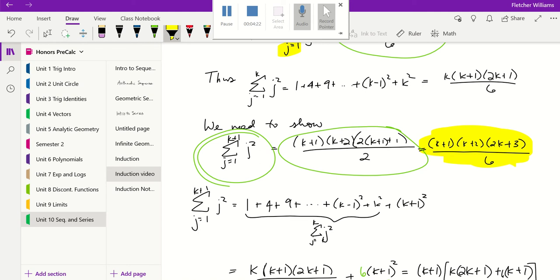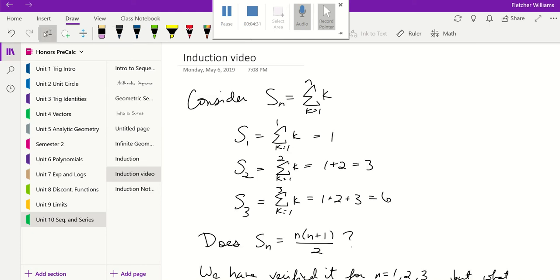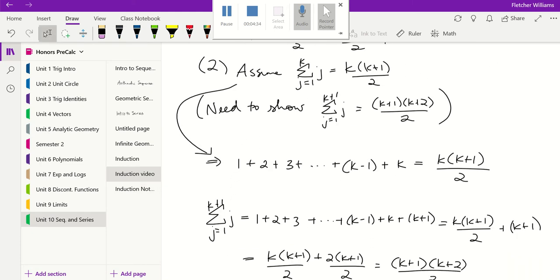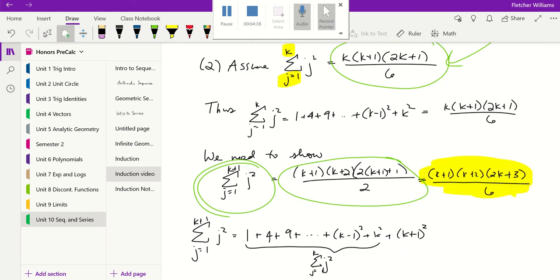Okay, so I'm going to show the steps from here on again, just to help. Okay, so we're trying to show, I'll copy and paste it so we can take it with us. This is what we need to show.